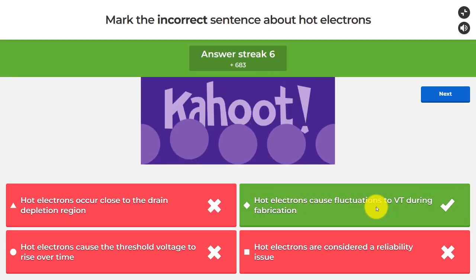Hot electrons cause fluctuations to VT during fabrication. No, it doesn't happen during fabrication. It's not a fabrication issue. It is a reliability issue that happens over time. It's an aging type of issue.